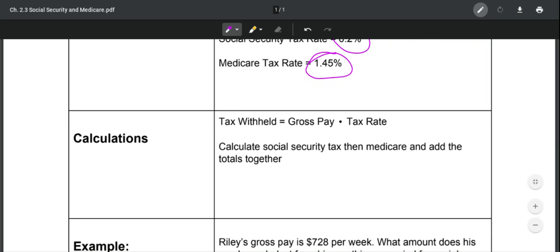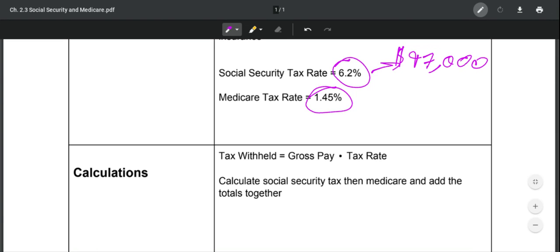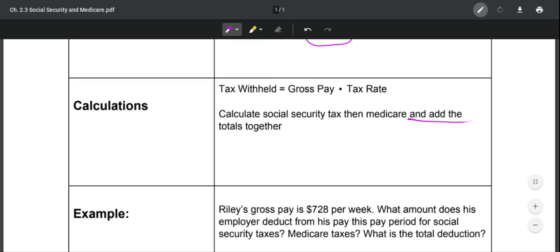The way you calculate this is pretty simple. You take your gross pay times your tax rate, and you do that for each of these. So you do that for your Social Security, and then you do that for your Medicare, and then you just add them up. You calculate both of those separately, then add them up.